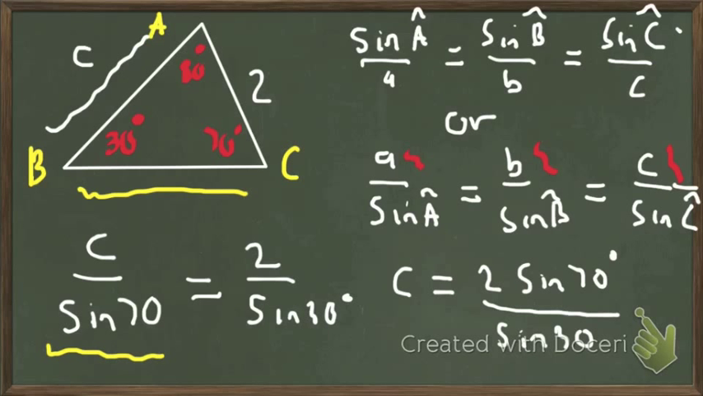Now, using the same method, we could have also found the length of the side b. The only difference here would be we'd write b over the sine of 80 would be equal to 2 over the sine of 30, and using the same method we could work out the length of b. So you can see, once you know the sine rule, it's quite easy to work out the length of unknown sides if you've got sufficient information.